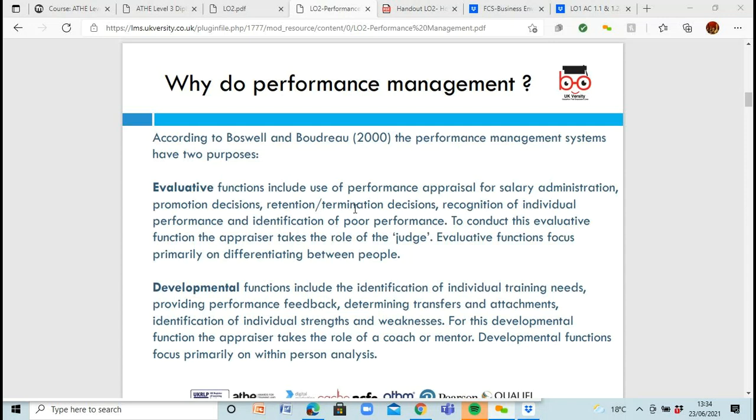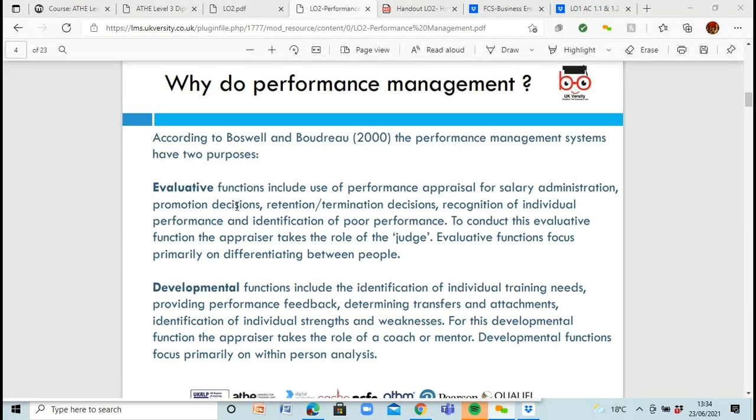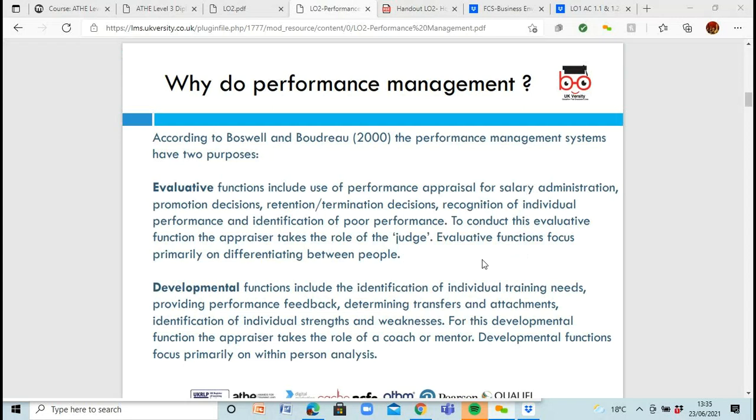Are they going to keep you? Are they going to fire you? Are you going to get promoted? Are you going to get a higher salary? They're there to recognize the individual's performance. So you can have good performance, but then they can also recognize if you had poor performance.